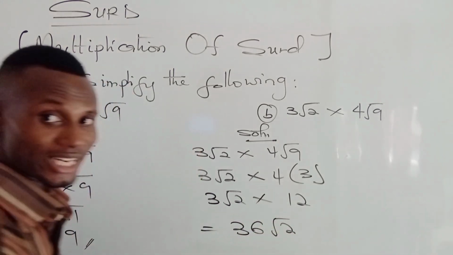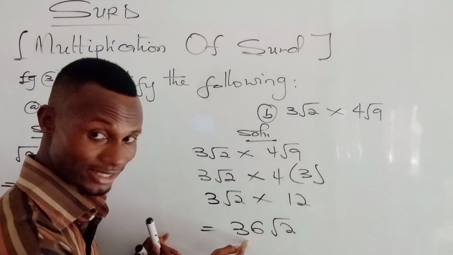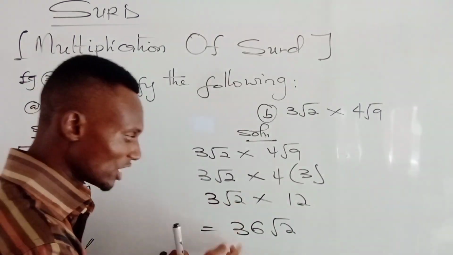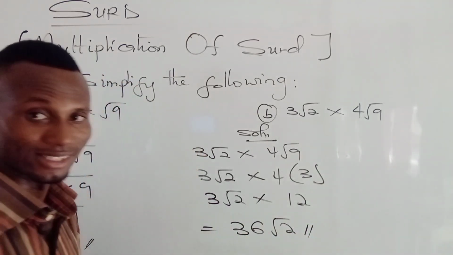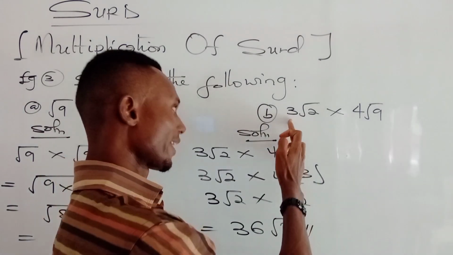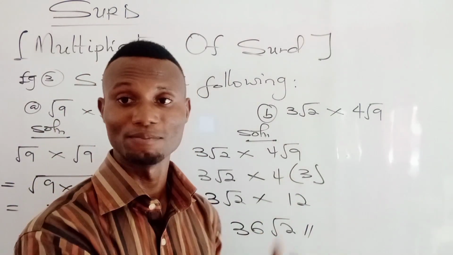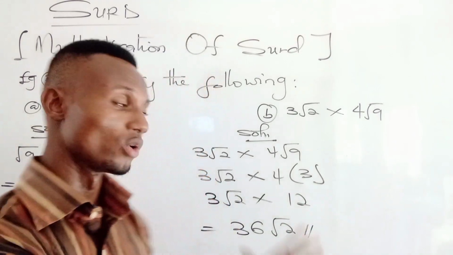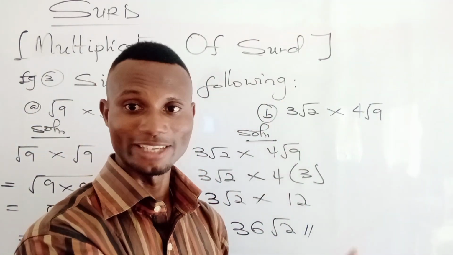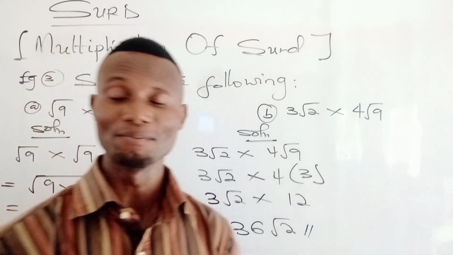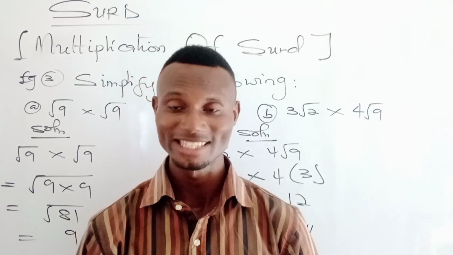I hope you agree with me. Let's look at it. 12 times 3 gives 36, and 36 times root 2 gives 36 root 2. So this becomes the final answer for simplifying 3 root 2 times 4 root 9. You can see that you are getting the same answer as the first one. Either you go through this process or the other process that I taught you, you arrive at the same answer. I hope the explanation was clear enough and you understood it as well.